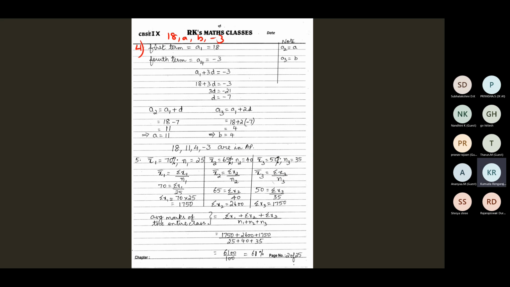The first term can be a or a1, children, both are the same. The first term can be written as a1 or simply a. Don't get confused. I've used a1 because a is already in the question. The 4 terms are 18, a, b, and 3. So just to differentiate, I've used a1.